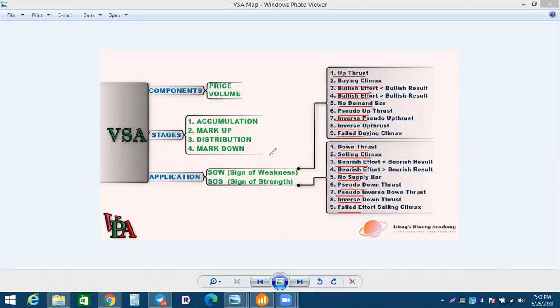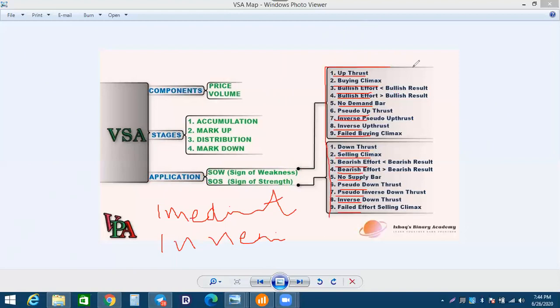So here we understand 2 things. After the signal appears, you will find an immediate reversal, and then you will find the effect in the near future. So we will see 2 effects with the VSA analysis. All these things will increase your winning ratio.